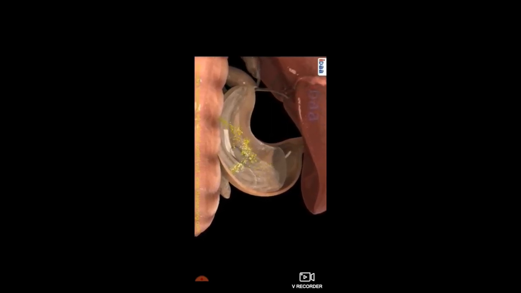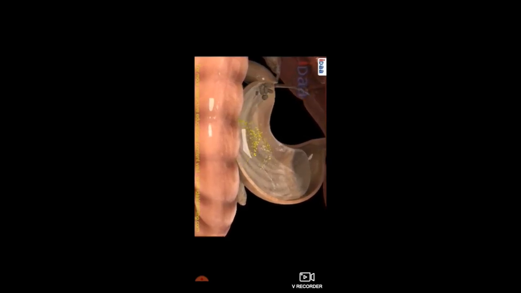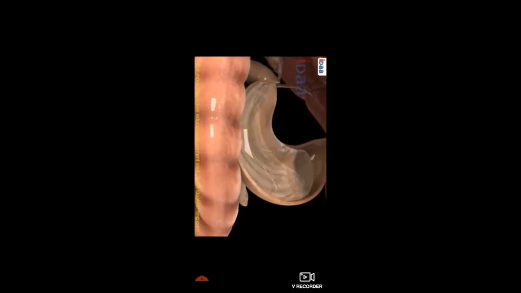The acid helps to kill the bacteria present in the food. It also makes the medium in the stomach acidic. The digestive juices secreted by the stomach break down proteins into simpler substances. Then the food is emptied into the small intestine.